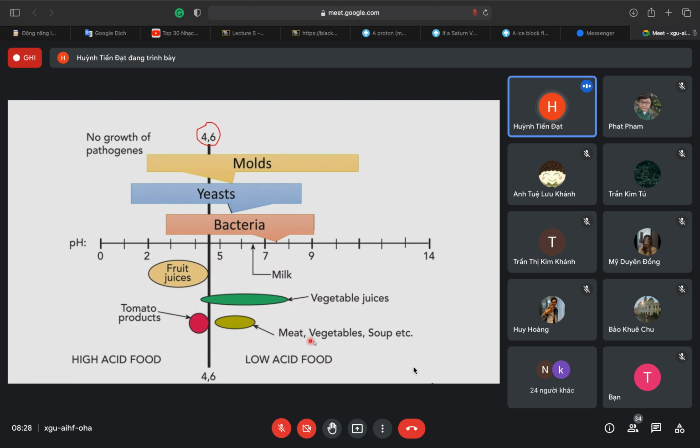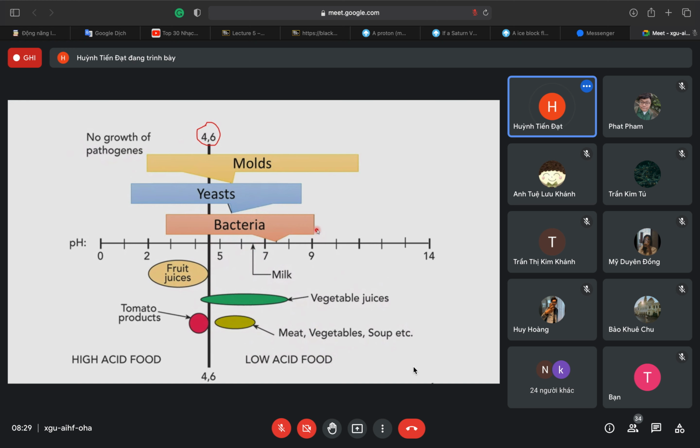The meat, the vegetable, and the soup are also around 5 to 6 or so. So with these foods we should be very careful, because the pathogens can grow. These are the low acid foods; they do not contain much acid in their content. So we should be very careful when handling these foods, because there is a probability of growth of the pathogens.